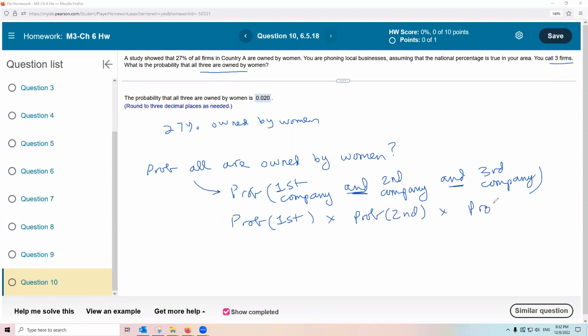Well, we know the probabilities for each one of these. The probability that the first company is owned by a woman is this 0.27. Probability of the second company owned by a woman, same thing, 0.27. And the same thing for the third. And if I multiply these all out, I get 0.020. So again, when you're finding the and, or the probability that all these events are going to happen together, you can multiply the probabilities together as long as you can assume that the events are independent of one another.